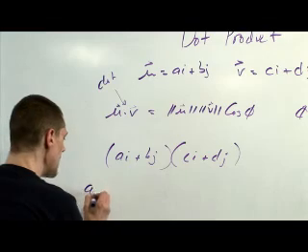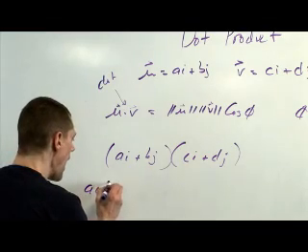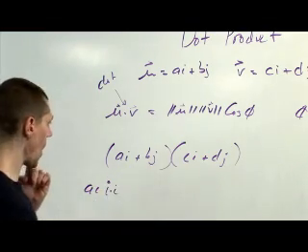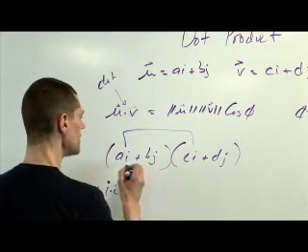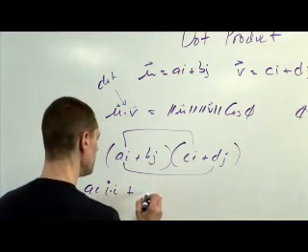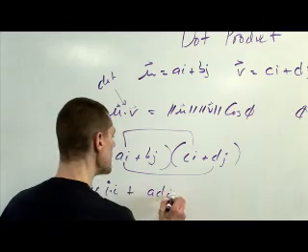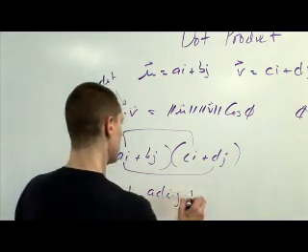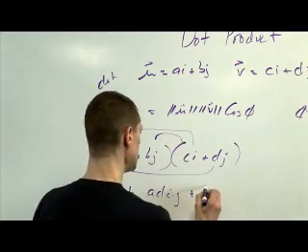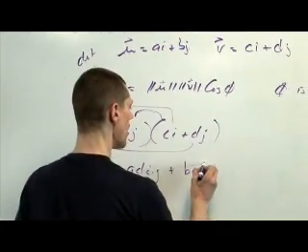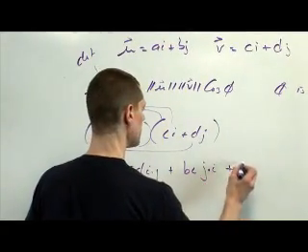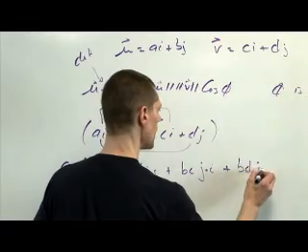This is AC times i dot i, right? Plus AD i dot j, plus BC j dot i, and plus BD j dot j.